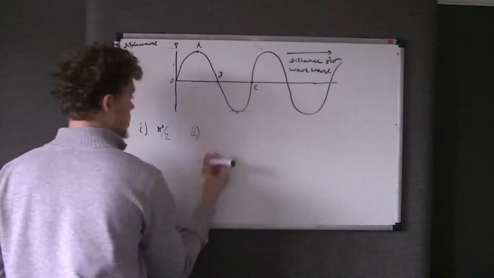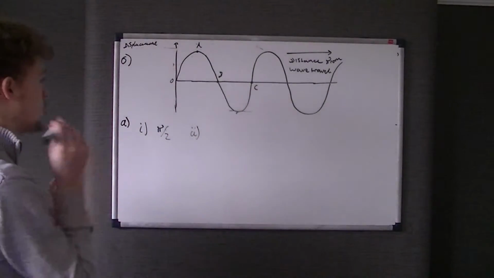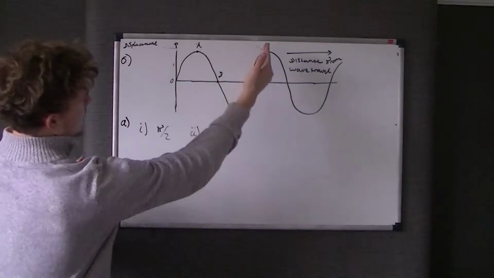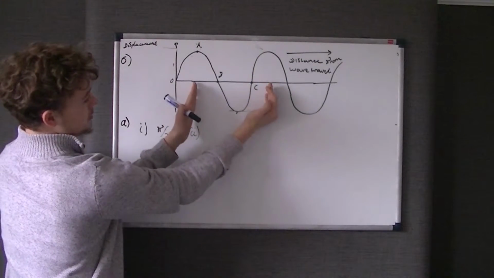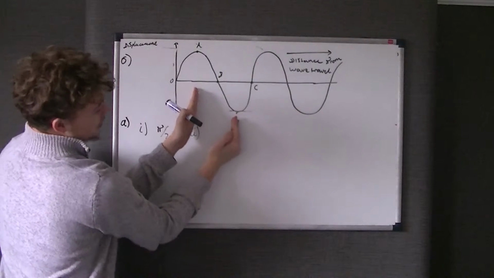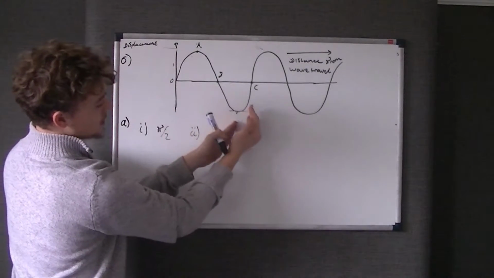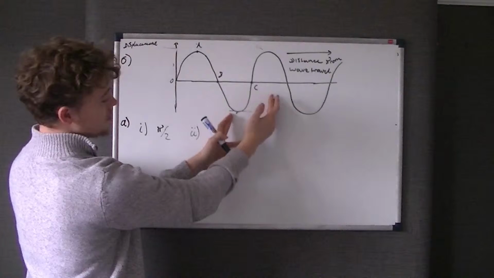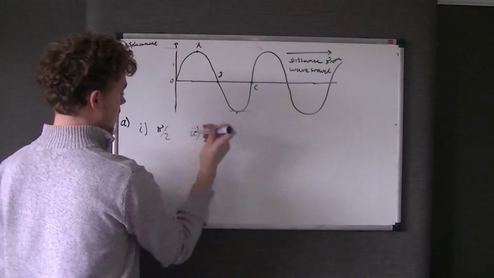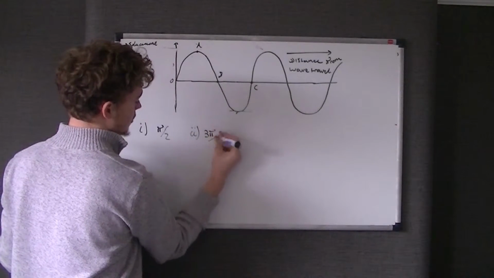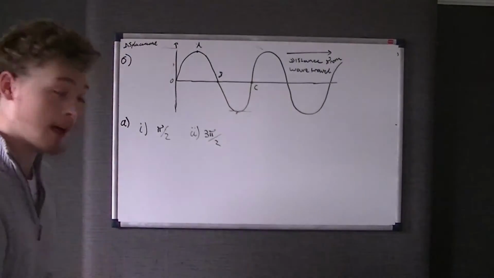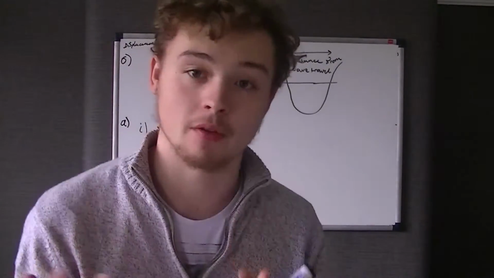Part 2 says, state the phase difference now between A and C. Well, as I said, this is 2 pi out of phase, so we halve that to get to pi, but we've gone past C. C is halfway between pi and 2 pi, so therefore it's 3 over 2 pi out of phase. That's just a little tip for working out the phase difference.